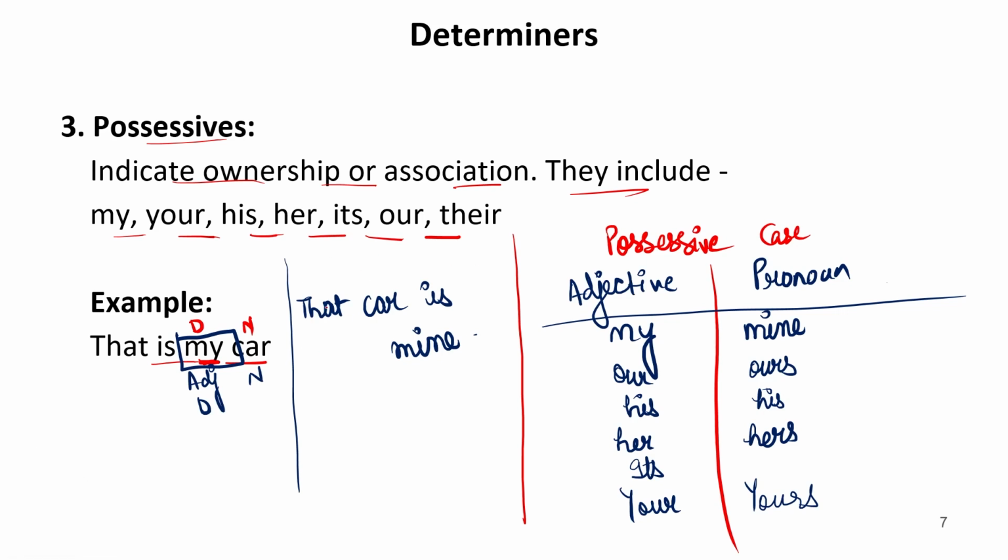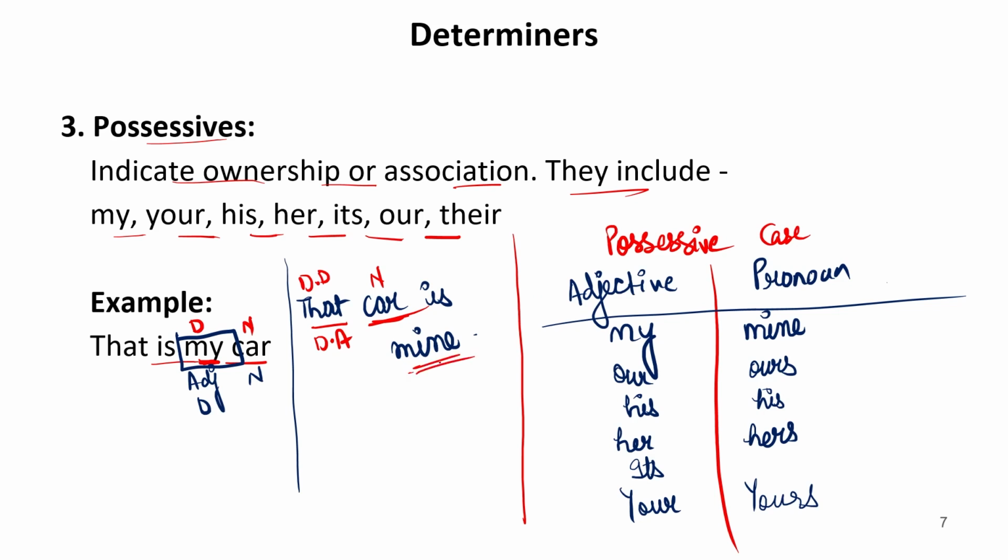But if I say that car is mine, now you can say that car is a noun and it is being qualified with the word that. Now that is here a demonstrative determiner or a demonstrative adjective, but it cannot be called a possessive adjective or possessive determiner. Why? Because it is not showing the ownership of this car. It is just indicating that we are talking about this car only.